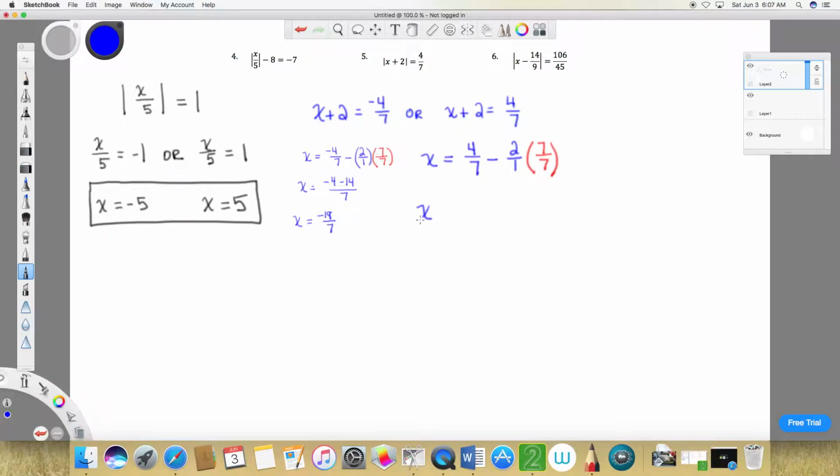And that gives us 4 minus 14 divided by 7, or negative 10 divided by 7. So here's our two solutions.